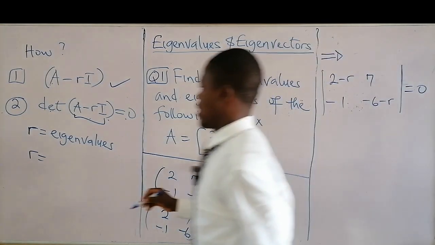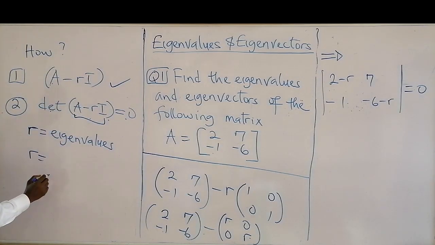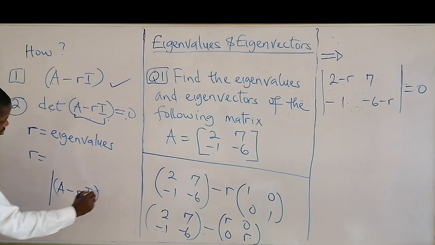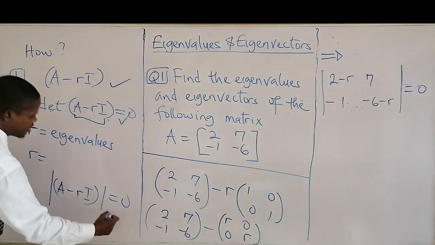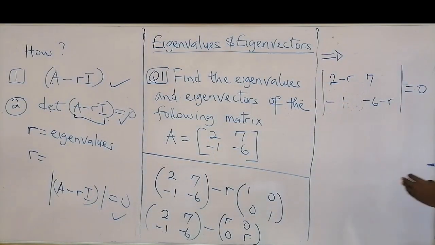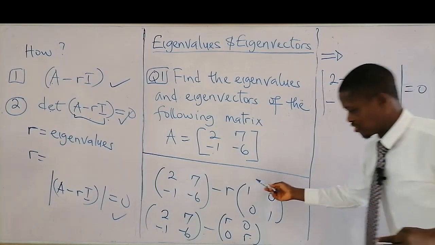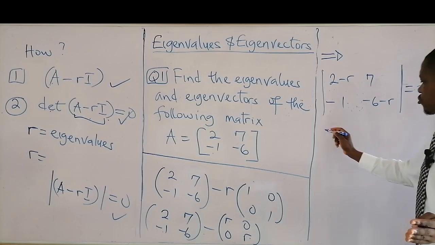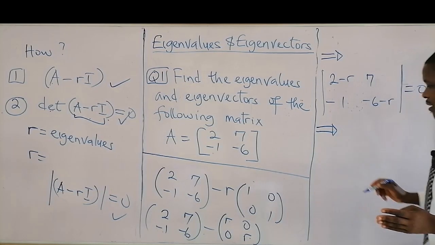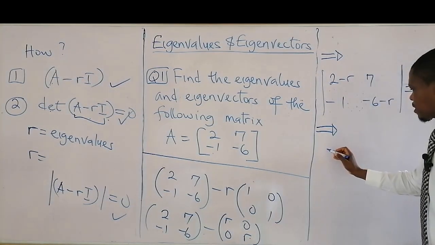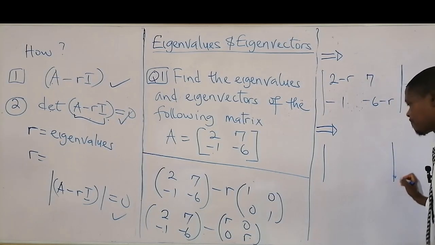And don't forget, this expression I wrote here, you can write as the determinant of A minus rI. So this expression and this one are the same thing. In a nutshell, instead of wasting time doing this subtraction, it may not be needed. You can go straight to the point.